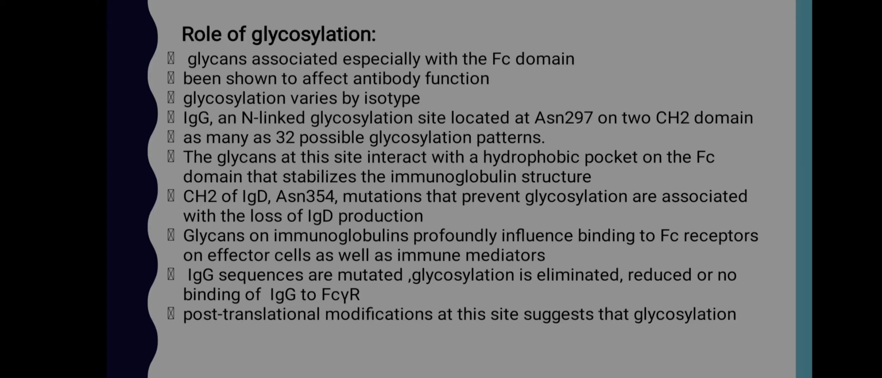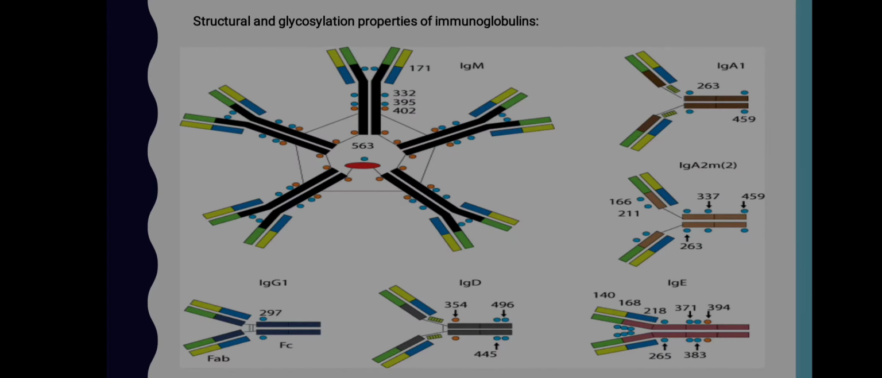If the sequence is mutated and glycosylation is limited, then its affinity or function is disturbed and it cannot bind to its receptors. Glycosylation occurs after translation; it is a post-translational modification. This is the glycosylation pattern in different antibodies.